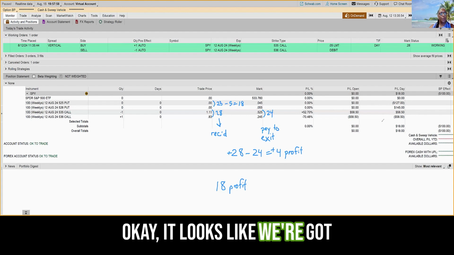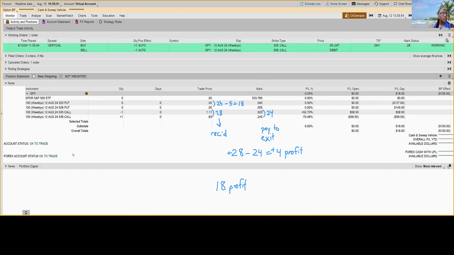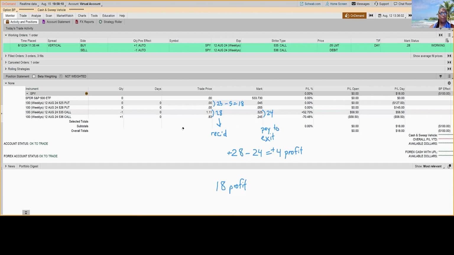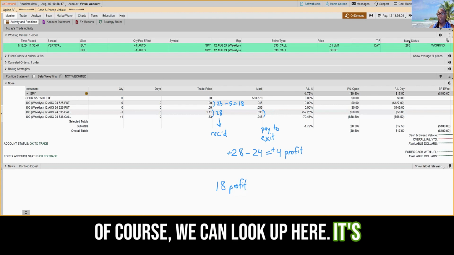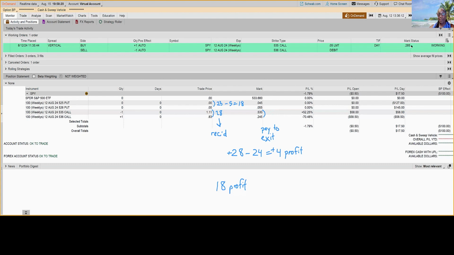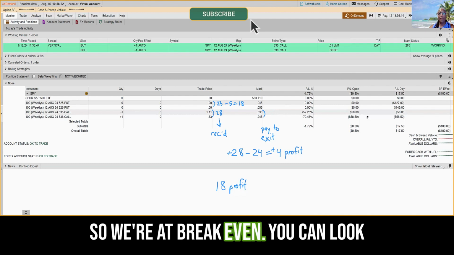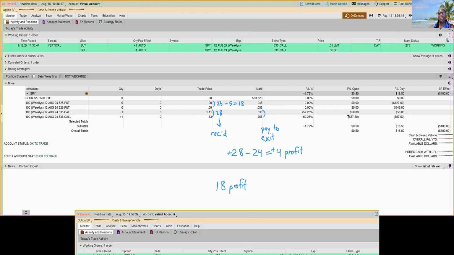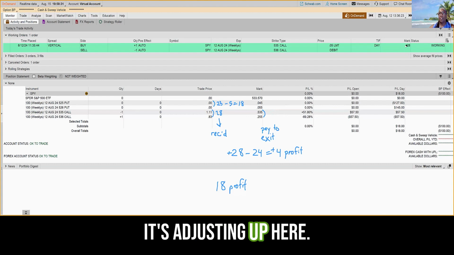Okay, looks like we've got a current price. Our trade is currently worth, of course, we can look up here. It's currently worth 28 again. So we're at break even. You can look at these numbers here, 58 and 58.50. The difference between those two is, now we're 50 cents up. It's adjusting up here.